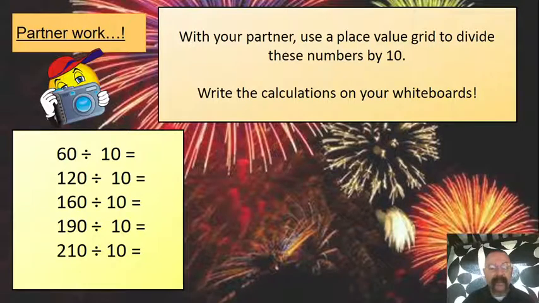Okay, so hopefully you've had a go at doing that. So 60 divided by 10 would be 6. 120 divided by 10 would be 12. 160 divided by 10 would be 16. 190 divided by 10 would be 19. And 210 divided by 10 should be 21.